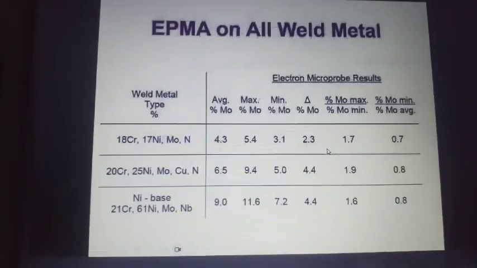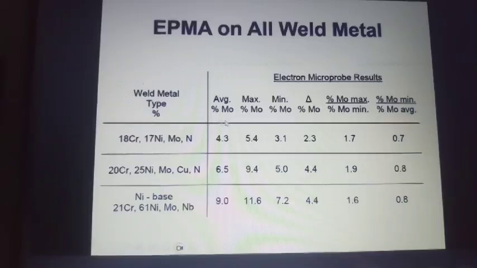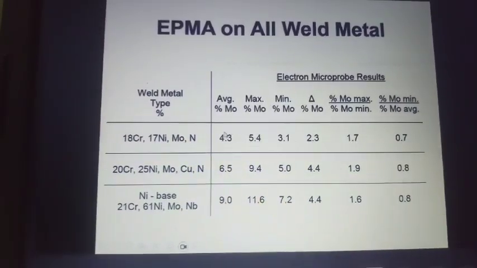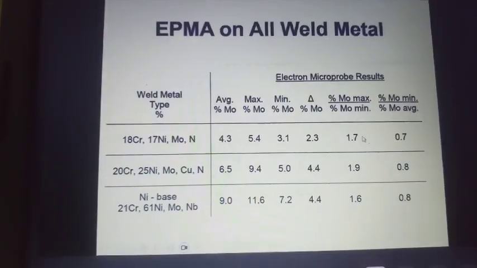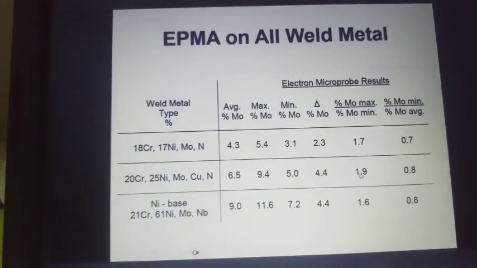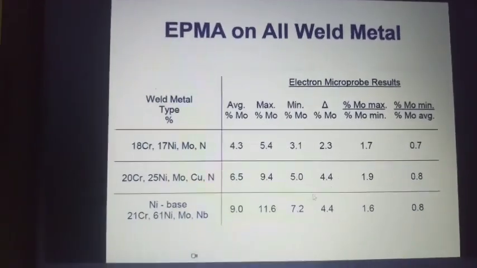One more thing we need to see: a material having a molybdenum of 4.3, 6.5 and 9, when you do welding, in the weld metal the moly observed is 2.3, 4.4 and 4.4.